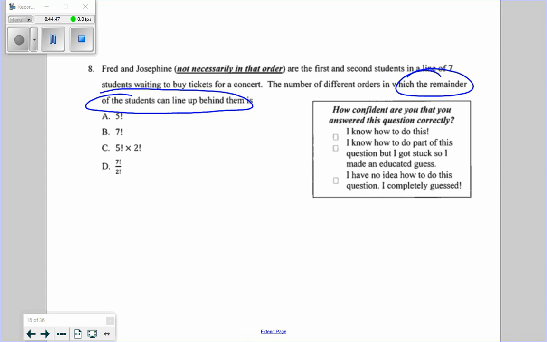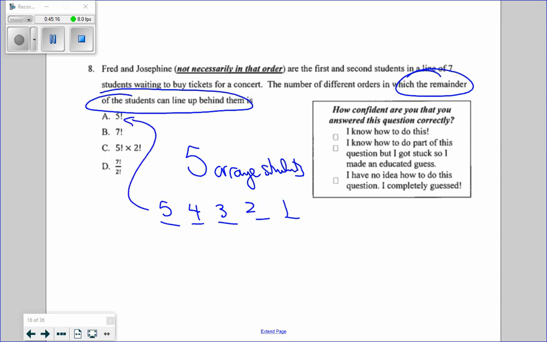It's frustrating. When it's part of the story, it's like, ooh, that's sneaky. Okay. They are first and second in a line of 7 students. So how many students are behind them? 5. So essentially, it's how many ways can you arrange 5 students? How many choices for the first kid? Then, then, 5 factorial.